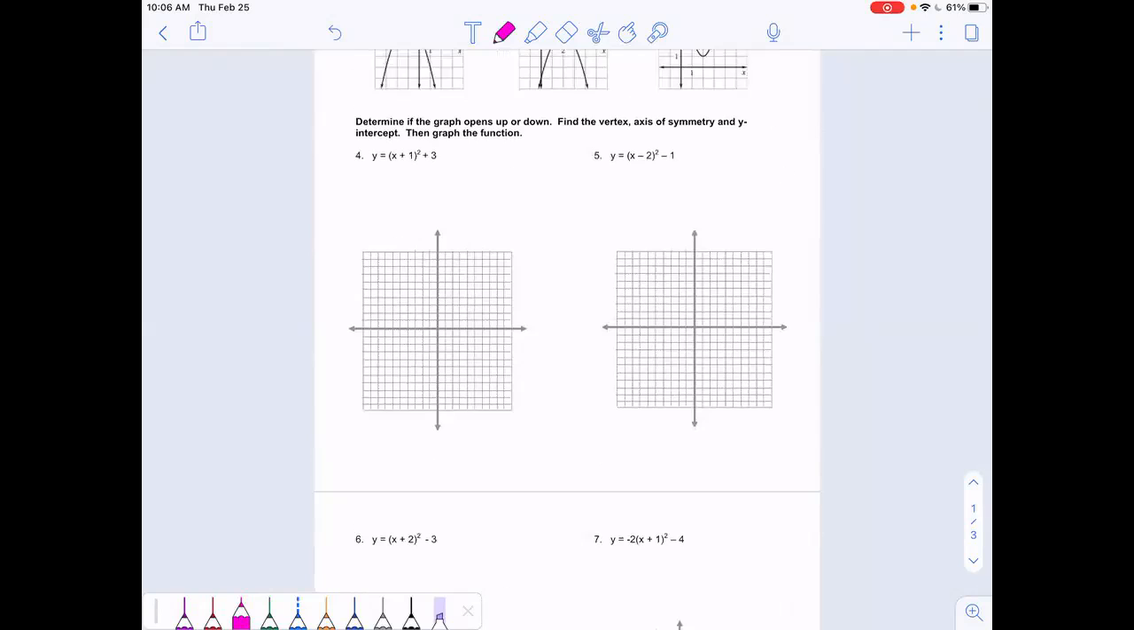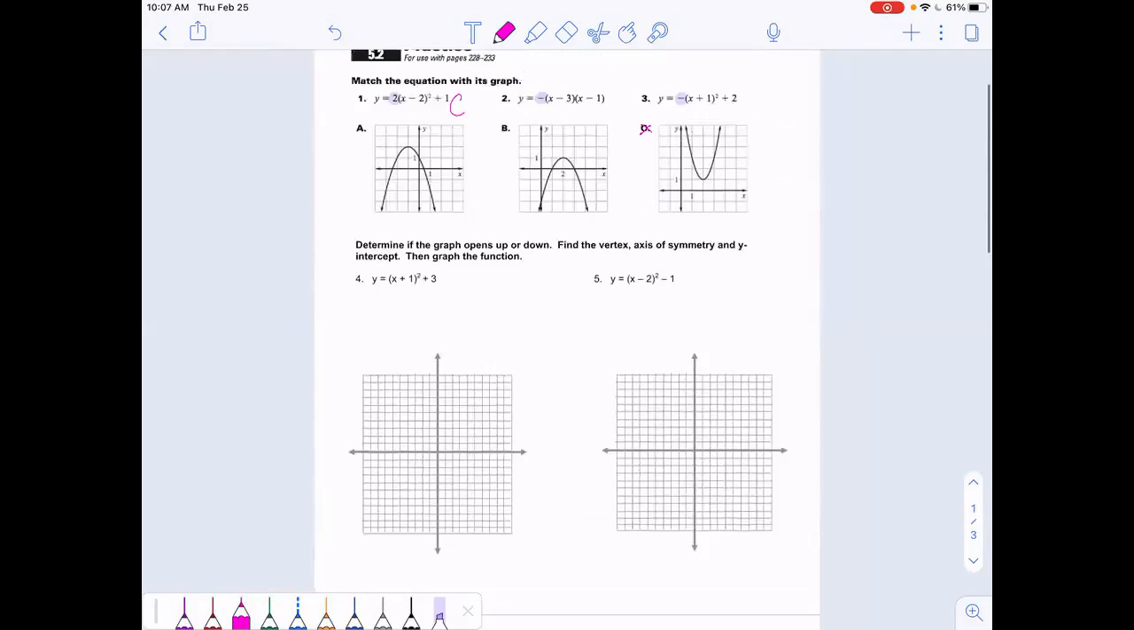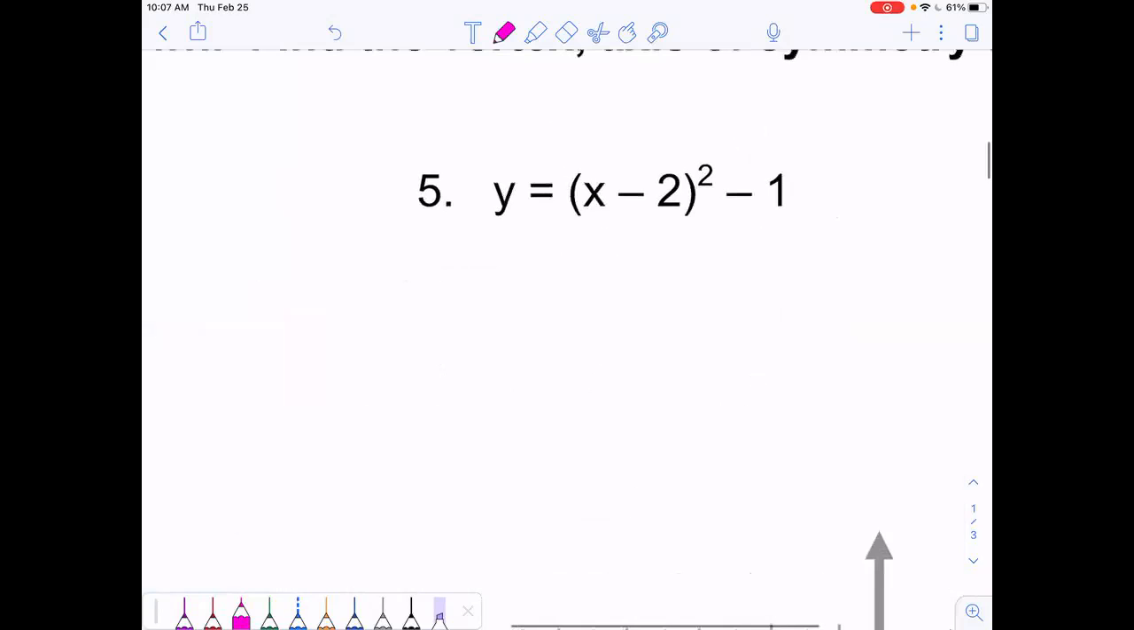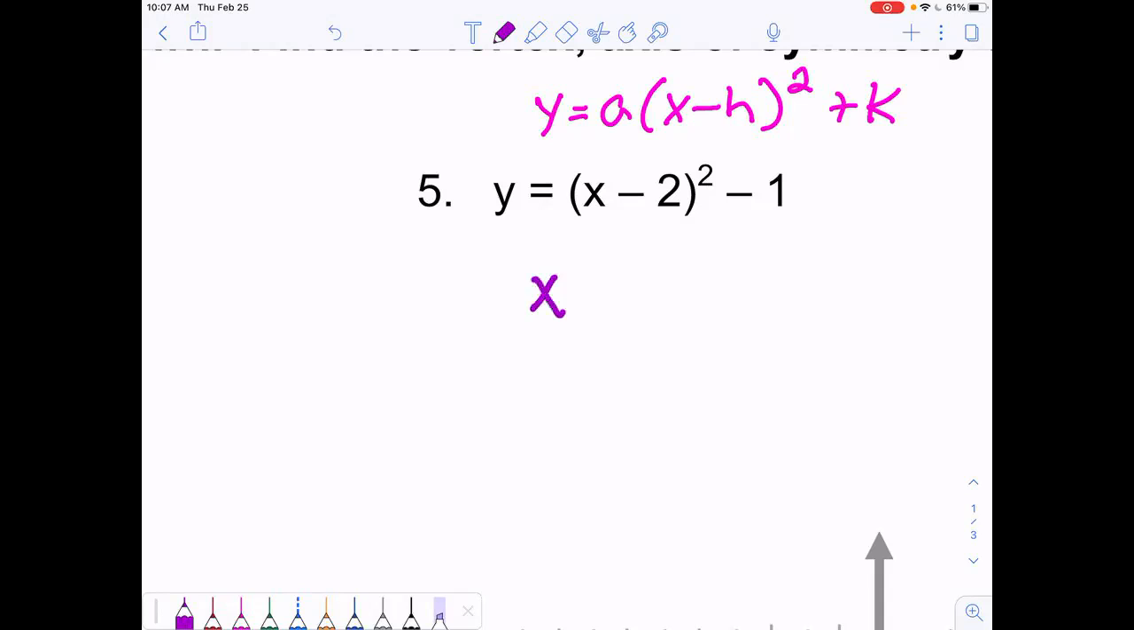Why don't we start off with number, what do you think, Haley? Pick a number. 5, that's a great number to do. So we revisit our formula: y equals a times (x minus h) squared, and then add your k at the end. The first step we're going to do is find our vertex, and that is our line where x is going to equal your h.